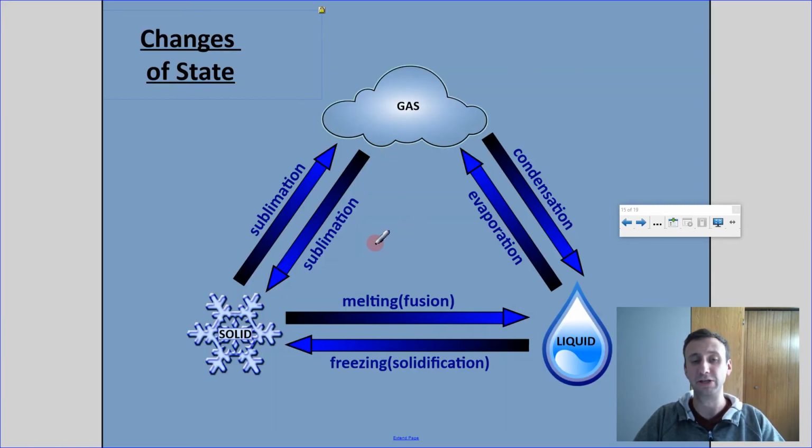Here are the changes of state. You learned all about this back in Science 7. You should know all these terms. So solid turning to a liquid, that's fusion. Liquid turning to a solid, that's freezing, or solidification is the more technical term. Solid to gas is sublimation. Gas to solid is also called sublimation. Sometimes we call that deposition. Liquid to gas is evaporation, and gas to liquid is condensation.